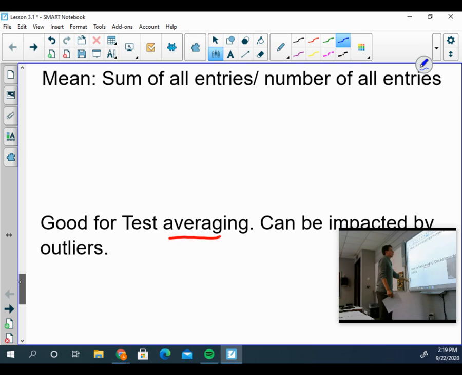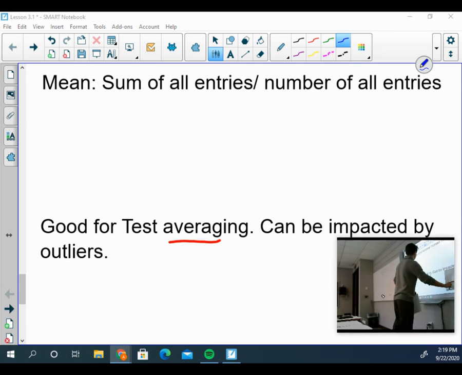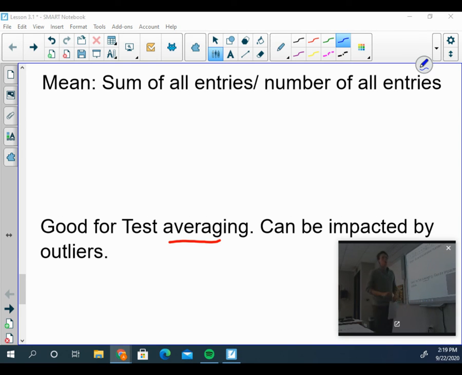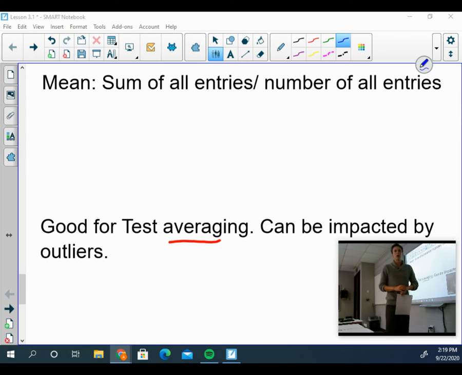Mean, on the other hand, is one of the ones we use most frequently. Mean is the sum of all the entries divided by the number of all entries. If I looked at your average test score, I would probably add up all your test scores and divide by however many of you took the test. When you hear the word average, you probably subconsciously think of mean.